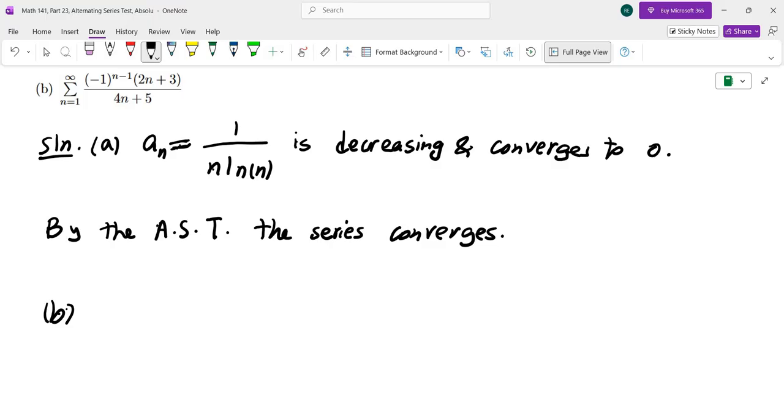So the second part, we have negative 1 to the power of n minus 1, times 2n plus 3 over 4n plus 5. So a_n is 2n plus 3 over 4n plus 5. But if you look at this one, this doesn't converge to 0. This converges to 1/2. Well, that means that we cannot use the alternating series test.